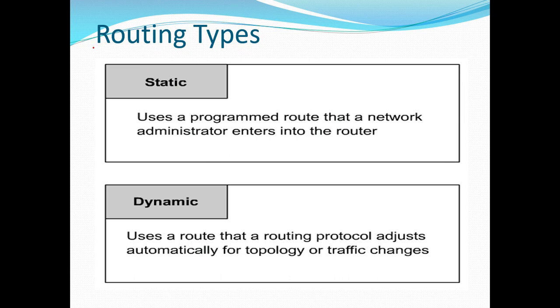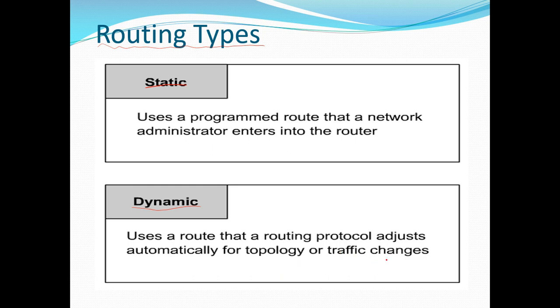Under routing, we classify routing by their types. We have types of routing. Static routing is a programmed route that a network administrator enters into the router. We will understand more when we do the configuration for this static routing. It's very understandable when you are configuring it. That's why they want you to configure it on this slide.